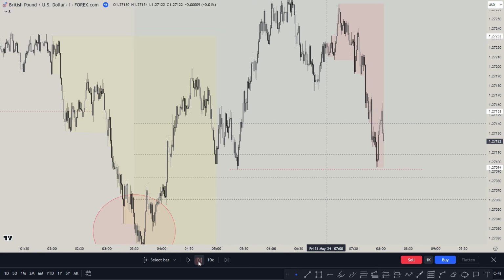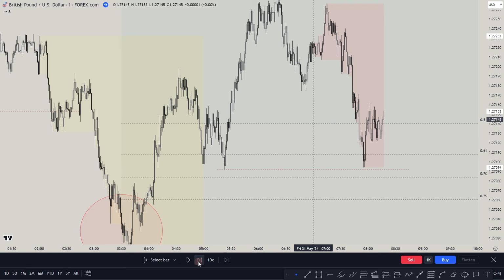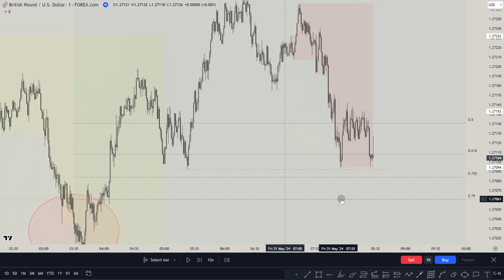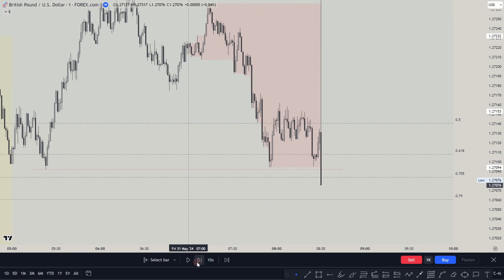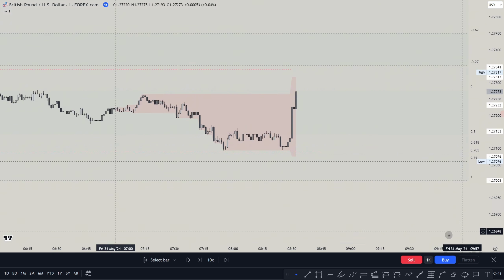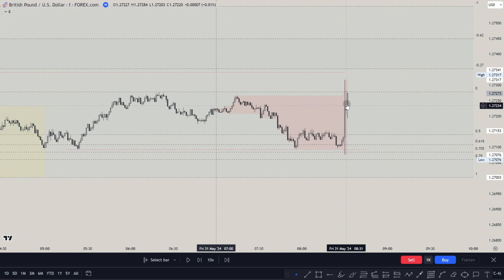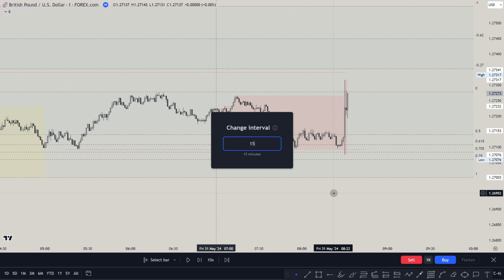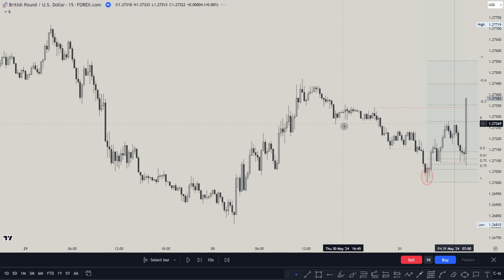So this is not a valid CISD. And then we go lower now, very close to that level. Okay. And then we actually took liquidity and we close above, and it looks like there's some news here. So really no opportunity to enter. It's okay. Now again, 15 minutes.